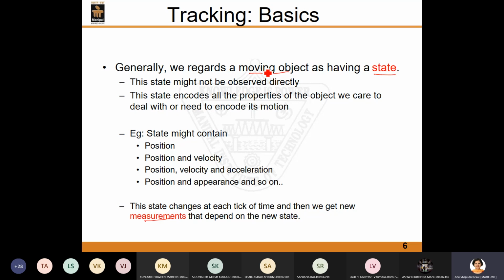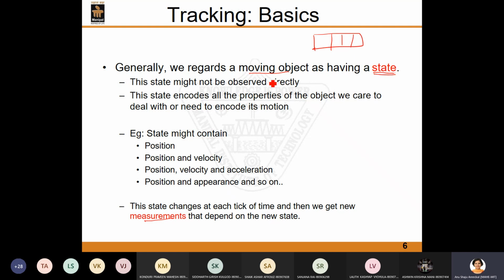A video can be thought of as a sequence of images. So you can also say, given that you have the image frames, you can find out the motion or the movement of the object, right. Now what we say is that each moving object has a state. It has a particular state at each frame. So in each frame, it is at some particular state.